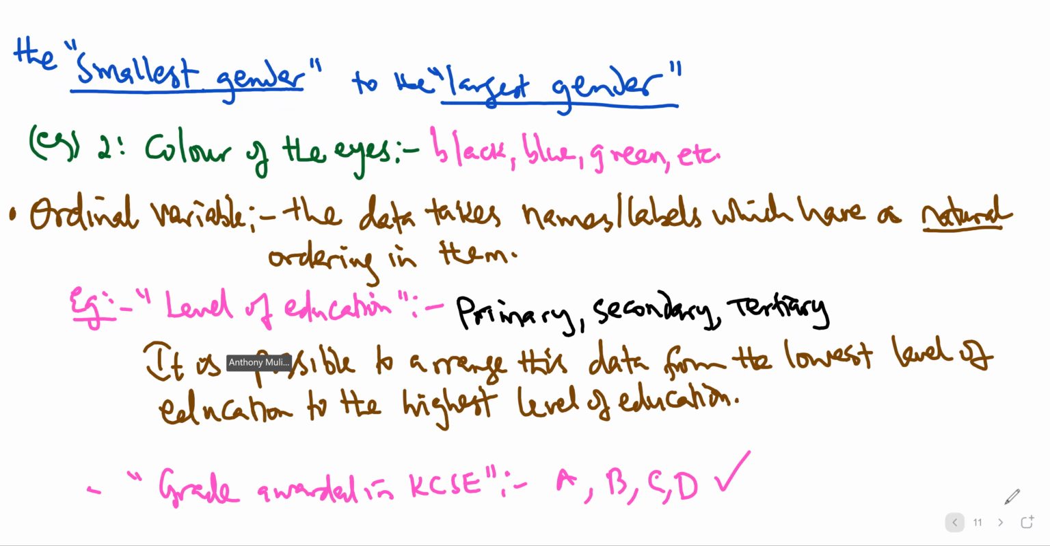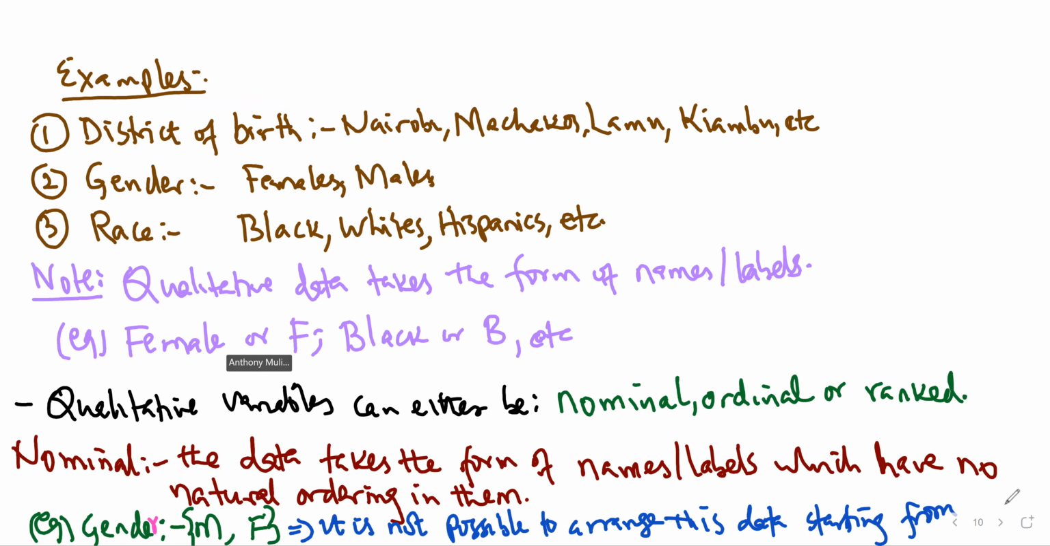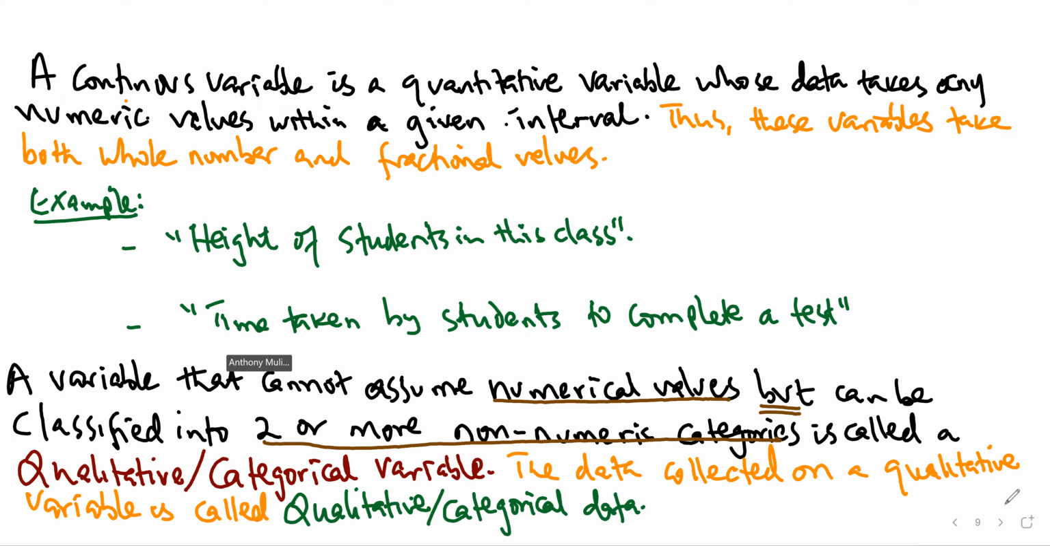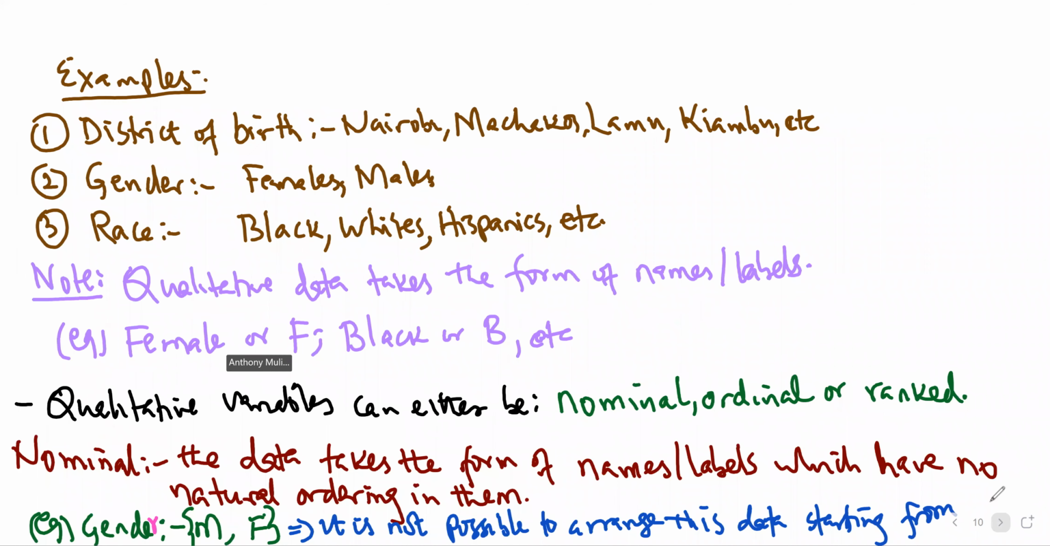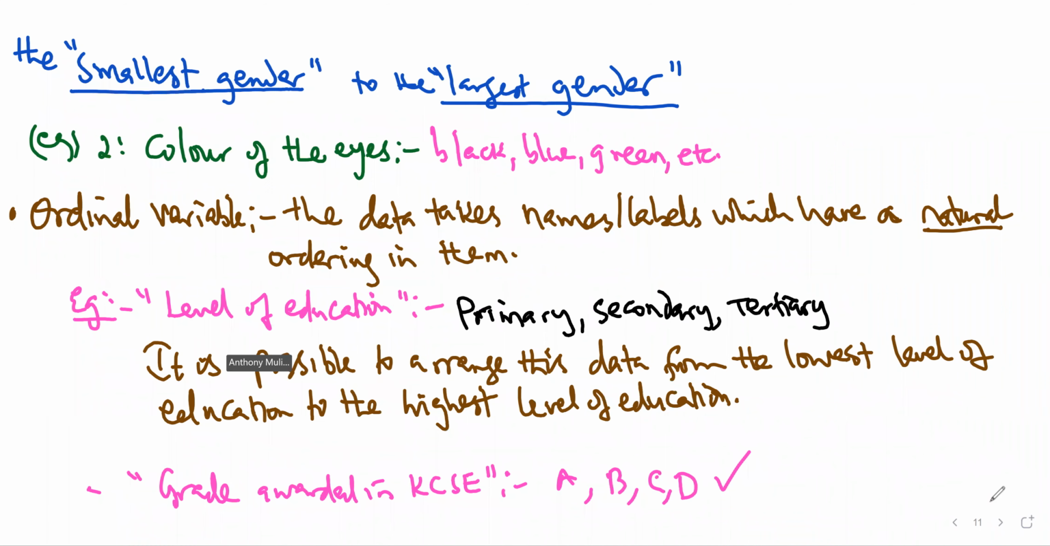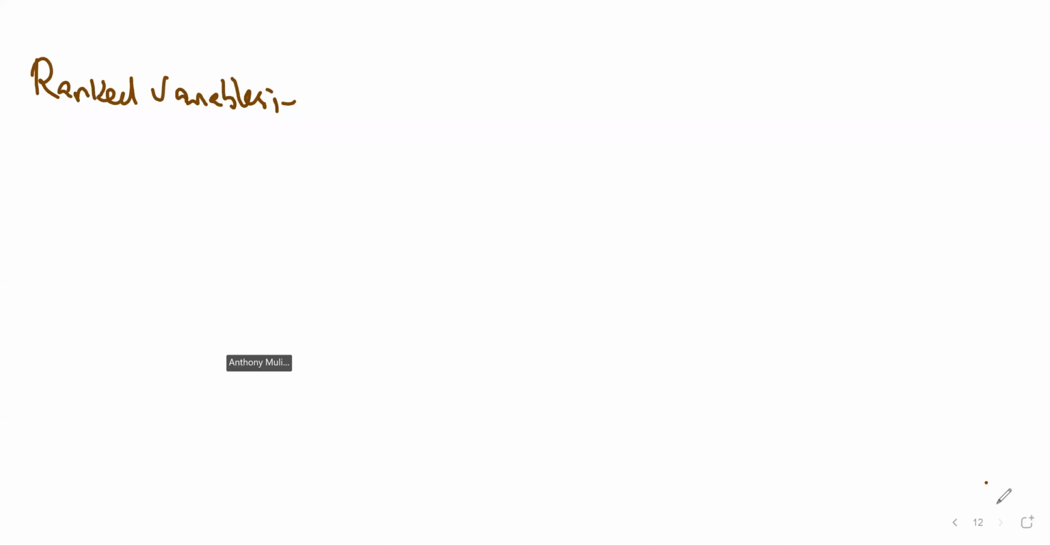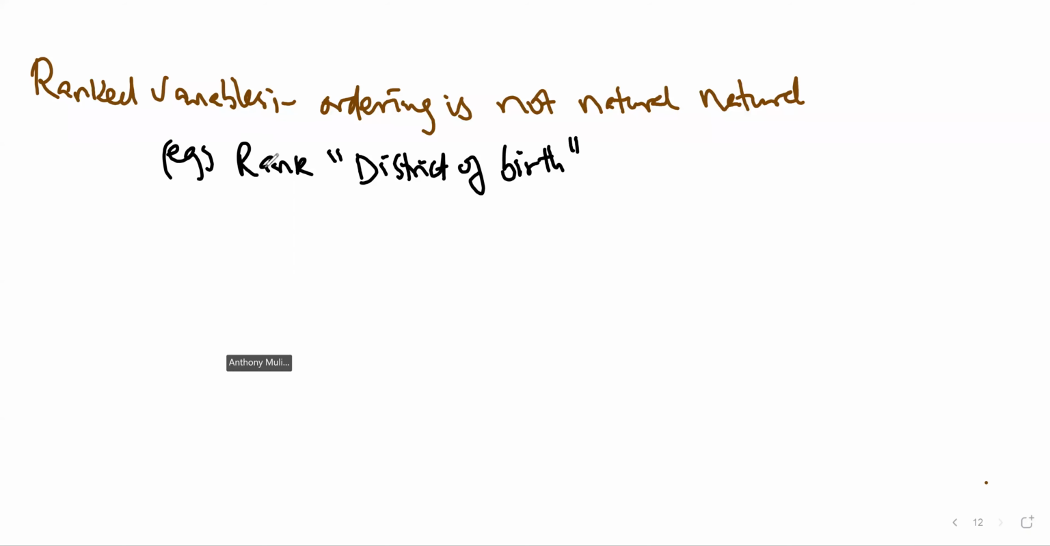For example, if you look at the example on the district of birth, you can assign Nairobi as your rank number 1. Maybe Kisumu, you can rank it number 2. Maybe Lamu, you can rank it number 5, and so on and so forth. So the difference between the ordinal and the ranked is that the ranks are usually assigned, unlike in the case of ordinal where the ranks are natural. So basically, that is the way you classify variables.